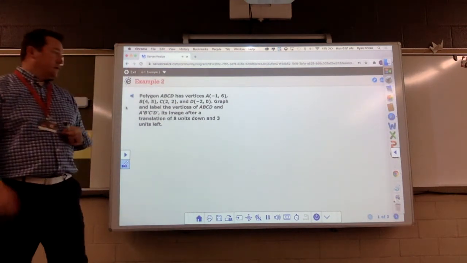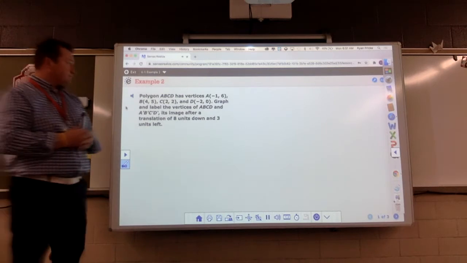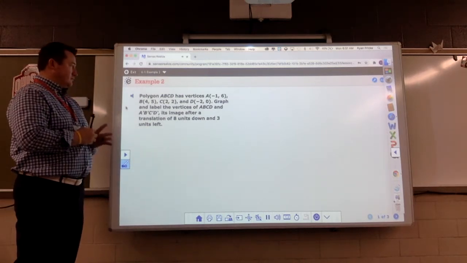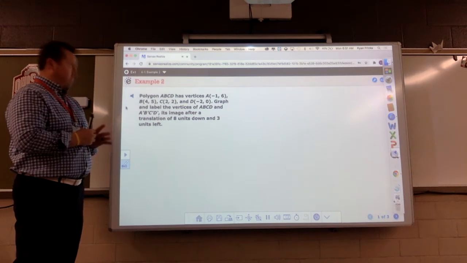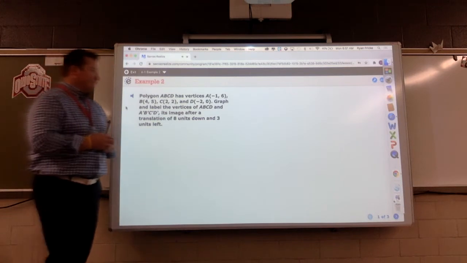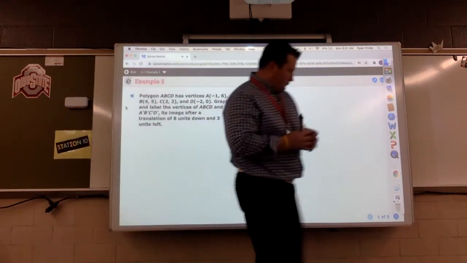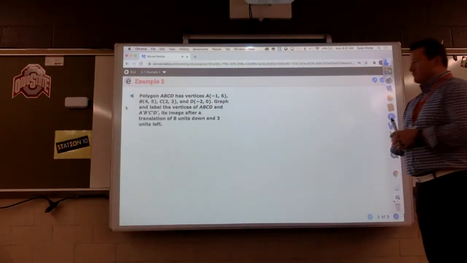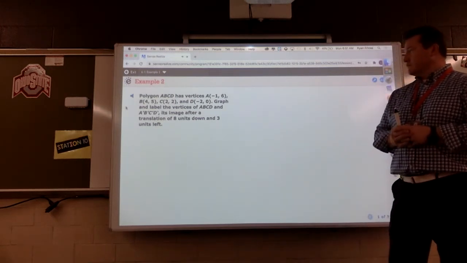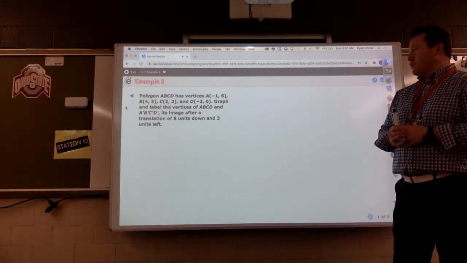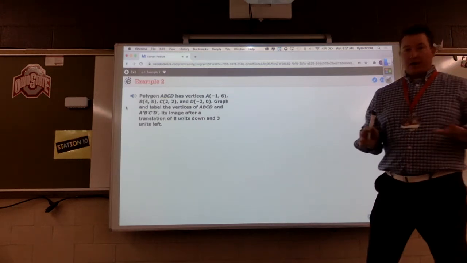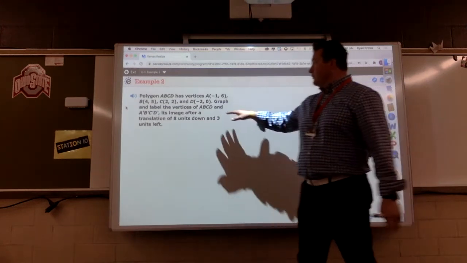Polygon ABCD has vertices A (-1, 6), B (4, 5), C (2, 2), and D (-2, 0). Graph and label the vertices of ABCD and A prime, B prime, C prime, D prime, its image after a translation of 8 units down and 3 units left. Okay, a lot going on here, so let's quickly talk about it.